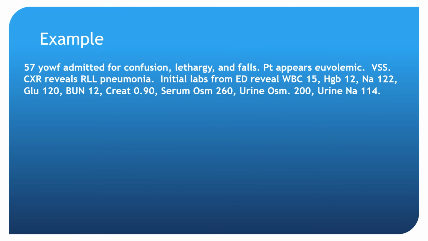Now let's go through some examples of hyponatremia workup so that you can get a feel for the breakdown. So let's say you have a 57-year-old white female admitted for confusion, lethargy, and falls. Patient appears euvolemic. Her vitals are stable. Chest x-ray reveals right lower lobe pneumonia. Initial labs from ED reveal WBC of 15, hemoglobin of 12, sodium of 122, glucose of 120, BUN of 12, creatinine of 0.90, serum osmolality of 260, urine osmolality of 200, and a urine sodium of 114.